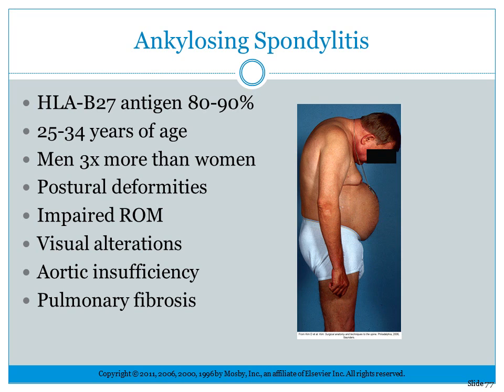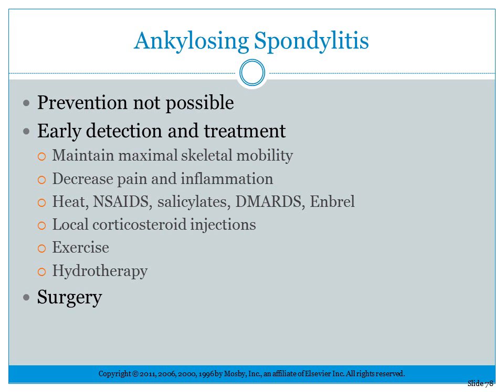Typically, this onset occurs early and in young adulthood, ages 25 to 34 years of age, and in 80 to 90% of these cases, the HLA antigen genetic complex is present, so that is a good indicator of diagnosis of ankylosing spondylitis. Prevention's not possible, so early detection and treatment is going to be important here.